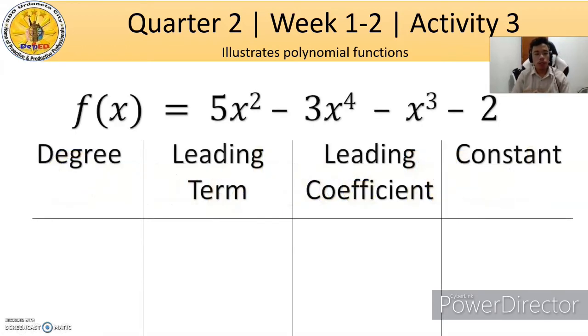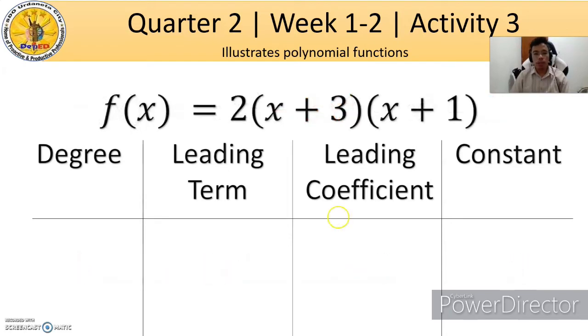We have the function f(x) = 5x² − 3x⁴ − x³ − 2, and we are going to determine the degree, the leading term, the leading coefficient, and the constant. Obviously from this example, we can say that the leading term is −3x⁴, wherein its degree is 4, and at the same time, the leading coefficient is −3. And the term without a variable x is −2, therefore our constant would be −2.